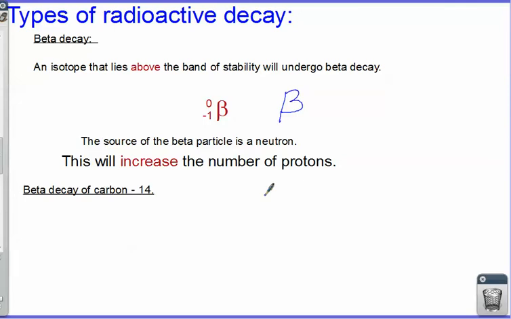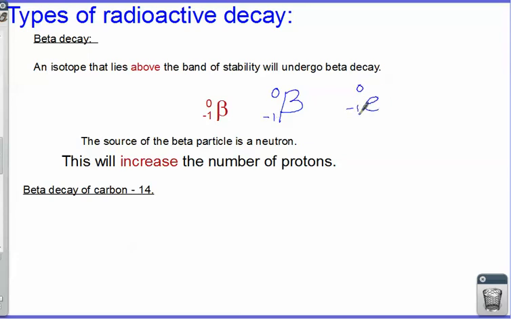So this is the same as nuclear notation. So it has a 0 mass and a -1. So the difference here is that this has a -1. So you kind of want to think of this as an electron.